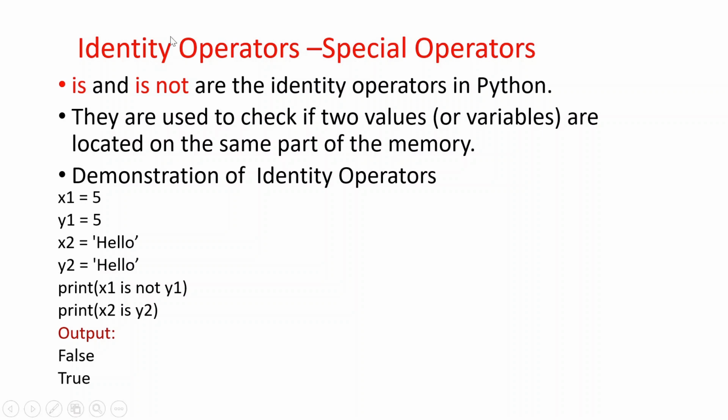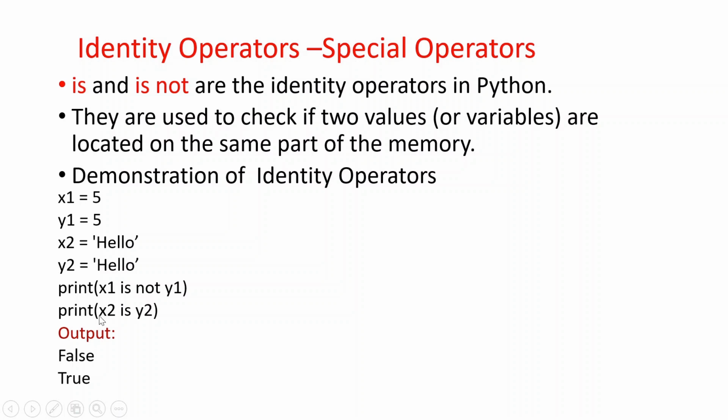So the demonstration of this identity operator is, see, x1 = 5, y1 = 5. We are assigning here x2 = "hello" as a string, y2 = "hello" as a string. So when we execute this print statement, x1 is not y1, it will check the value of x1 which is available in y1. So this statement, is not, will return a true if this condition is true, and it will return a false if that condition is not true. So see, x1 is not y1. This condition is not true because x1 is equal to y1. So it will give a false after execution of this statement.